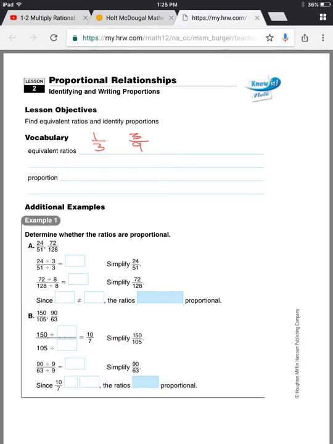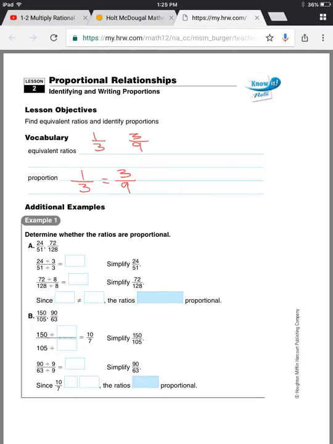And a proportion is an equation stating that two ratios are equivalent. So it would be putting 1/3 equals 3/9, and that is a proportion. So how we do this to determine whether the ratios are proportional, you can do this one of two ways.